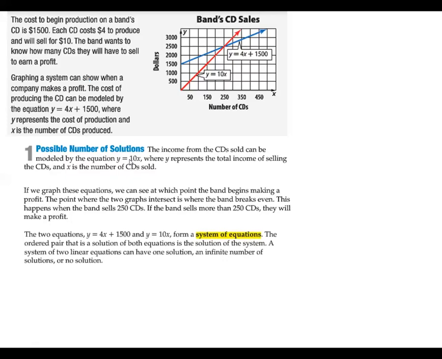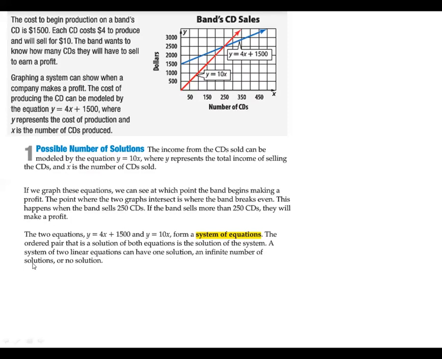So the two equations, y equals 4x plus 1,500 and y equals 10x, form what's called a system of equations. The ordered pair that is the solution of both equations is the solution of the system. A system of two linear equations can have one solution if they just cross once. An infinite number of solutions, that's when both lines are the same, so they lie right on top of each other, so they intersect all the time. Or no solution, which would be the case when the lines never intersect.